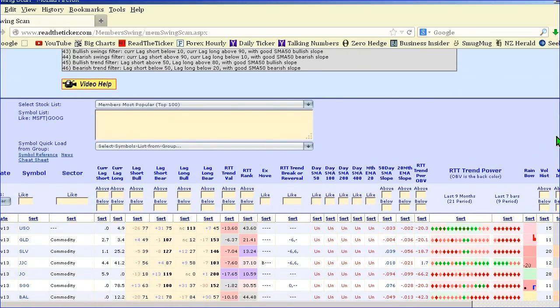That is the explanation of the Chandelier exit within the swing scanner and within the Richard Wyckoff price action roadmap.